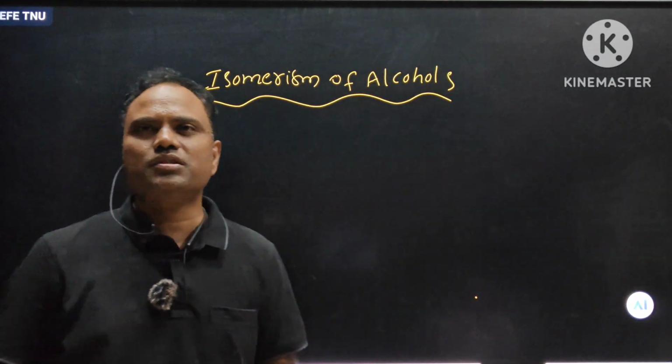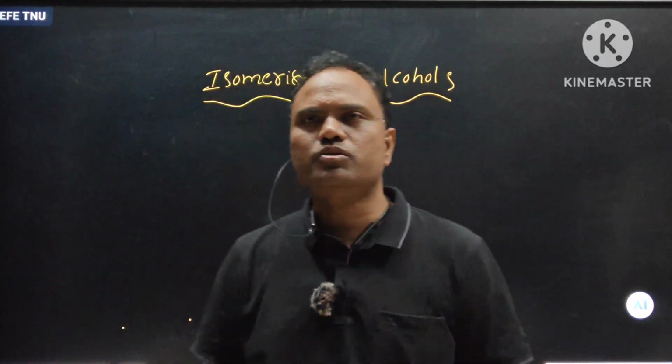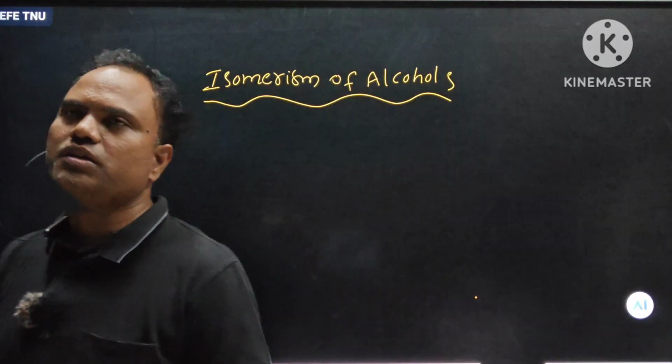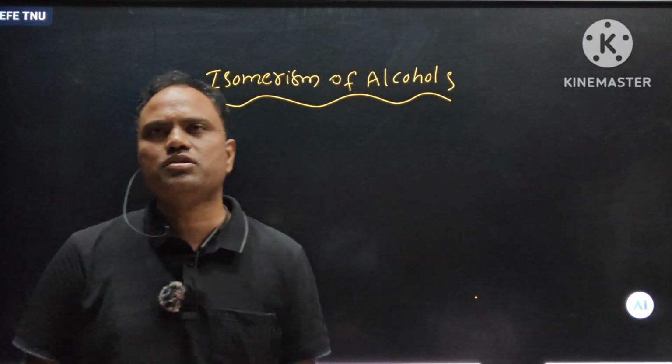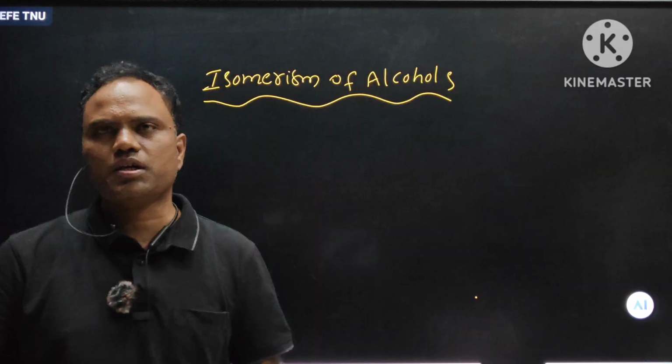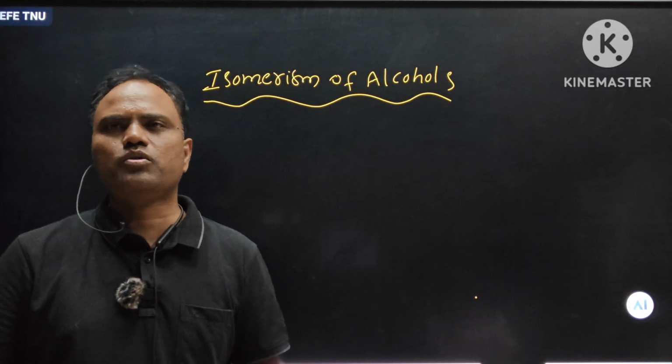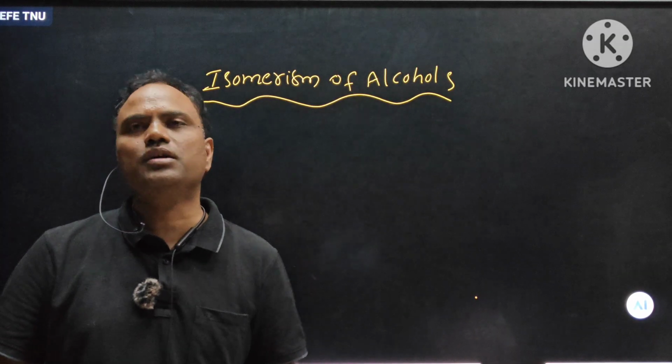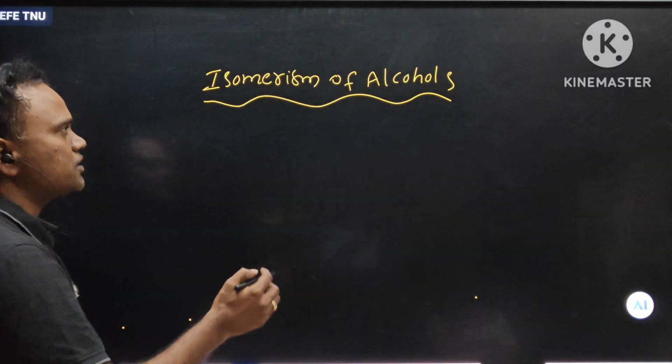Isomerism in alcohols. This is a first year topic. This is not a new topic, right? How will we get the question? Isomerism is a first year chapter, so how will it come in the second year? Just basic level questions will come, not in depth. That basic level questions are.